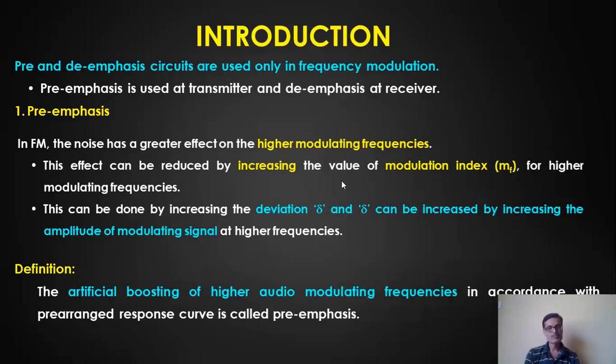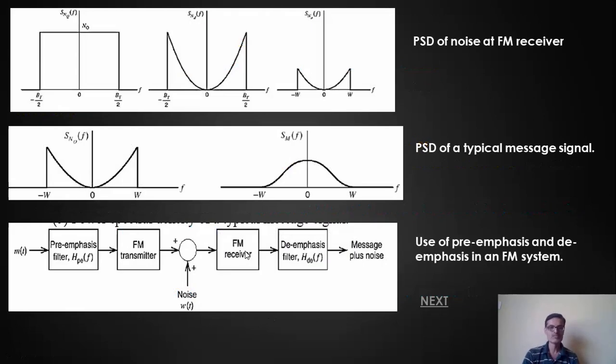Pre-emphasis is used in the transmitter before modulation, and de-emphasis is used at the receiver after the demodulation process. We do this operation by artificially increasing the amplitude of high frequency signals according to some pre-arranged response curve. What that response curve is, I'll show you in the coming slides, because these are standards used in America and European countries.